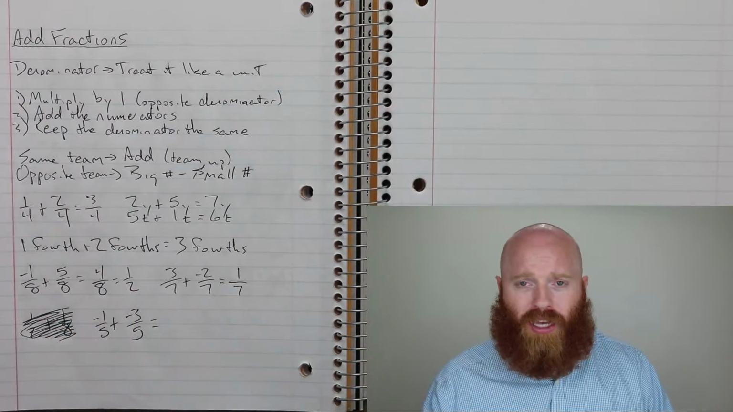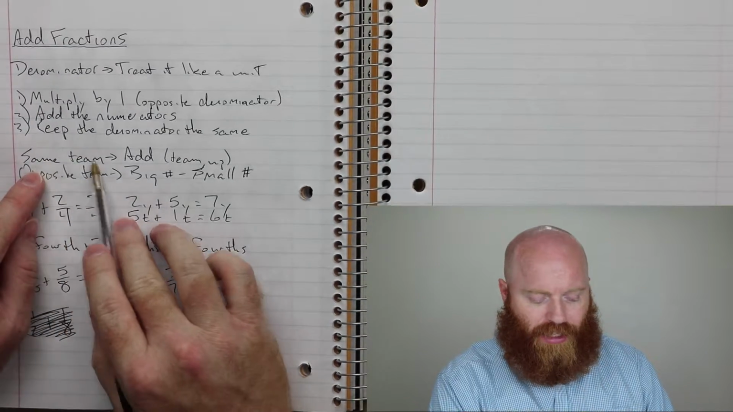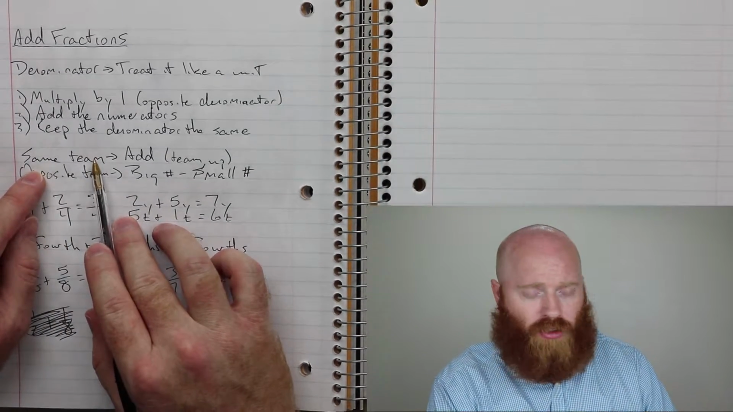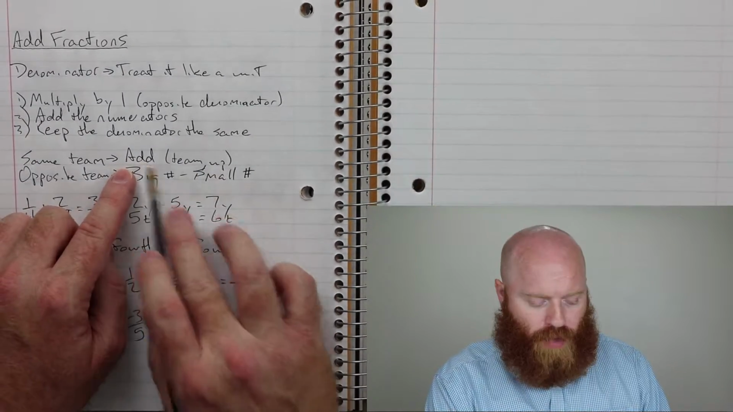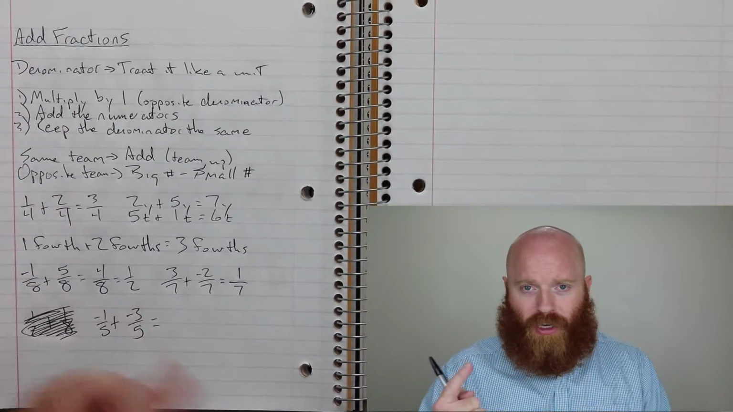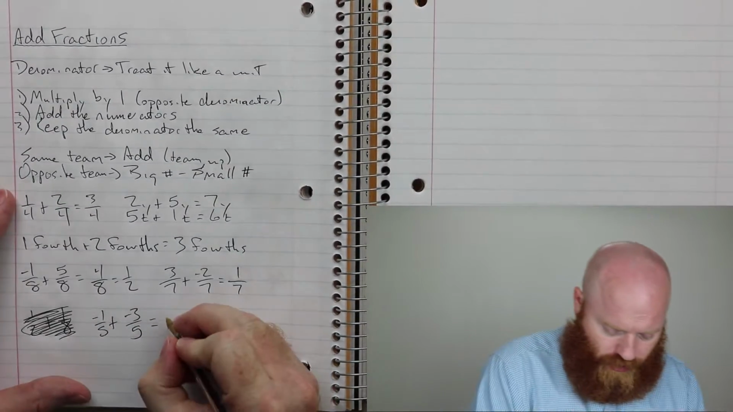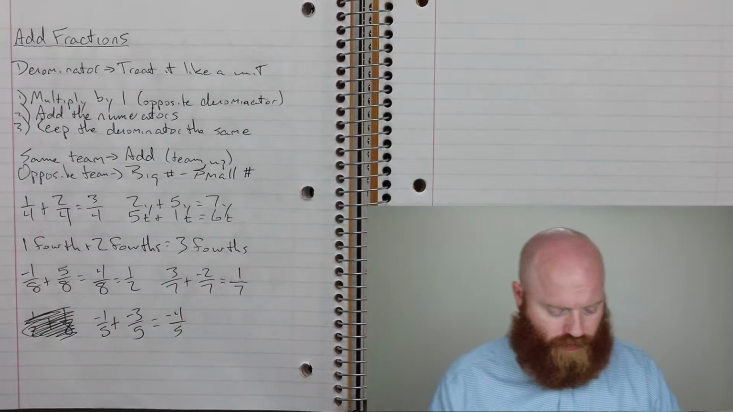Bad guys plus bad guys. I can do that. I know that 1 bad guy plus 3 bad guys, they're on the same team. So they're not going to shoot each other. I don't need to take the big number minus the small number. They're on the same team. They're going to team up and I need to add them together. And I know from my adding integers video that 1 bad guy plus 3 bad guys is 4 bad guys. And then keep the denominator the same, fifths.